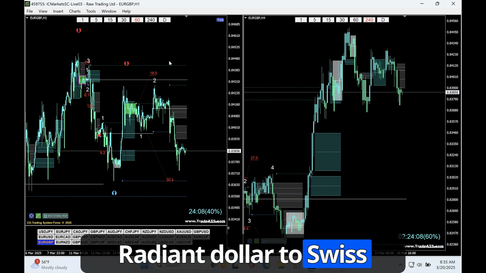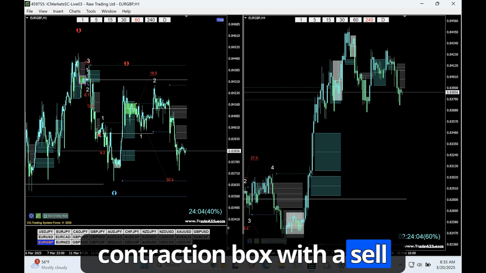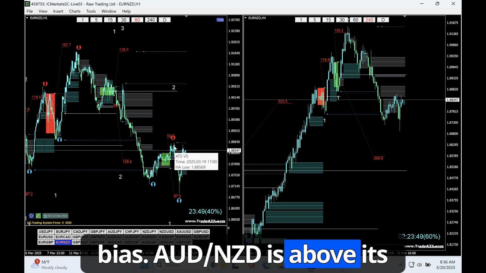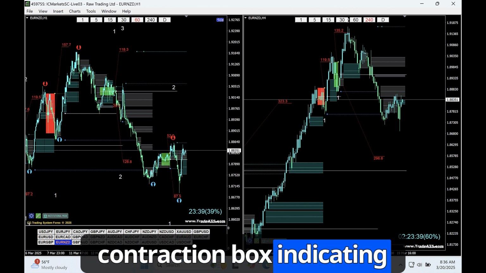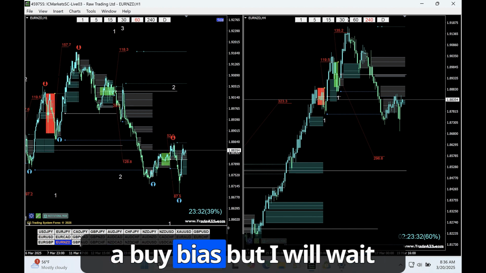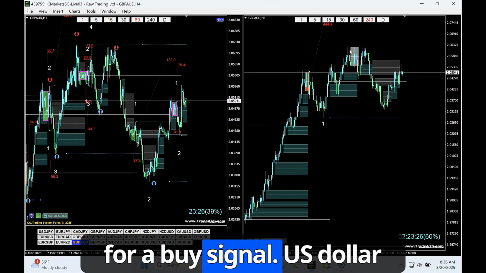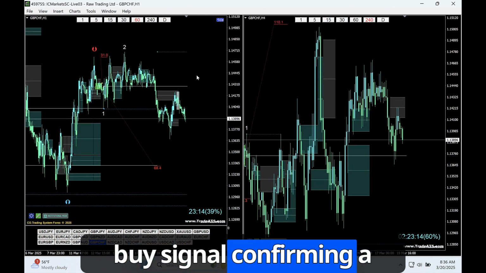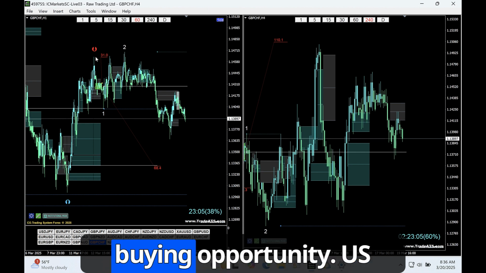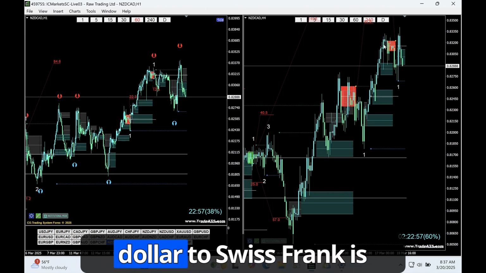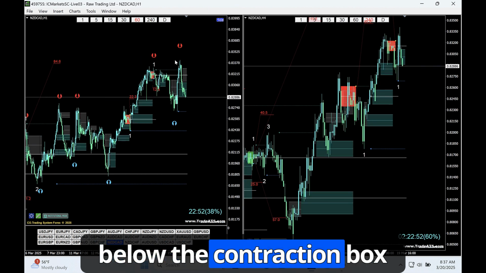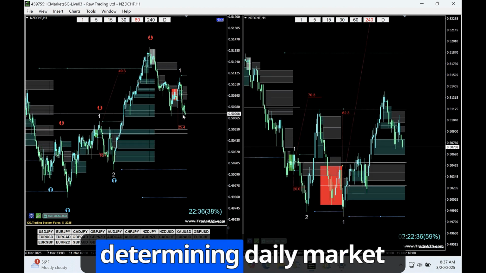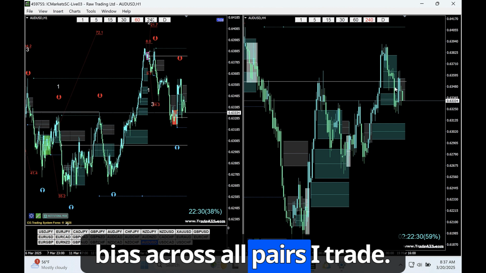Canadian dollar to Swiss franc is below the contraction box with a sell signal, confirming a bearish bias. Australian dollar to US dollar is above its contraction box, indicating a buy bias, but I will wait for a buy signal. US dollar to Canadian dollar is above the contraction box with a buy signal, confirming a bullish bias and a good buying opportunity. US dollar to Swiss franc is below the contraction box, confirming a sell bias. This is my process for determining daily market bias across all pairs I trade.